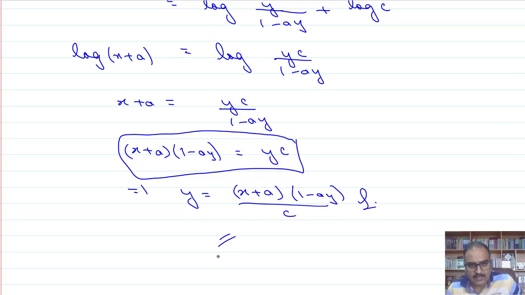I hope the concept of variable separable is clear to everyone. Now in the next session I'll be explaining the topic of the differential equation of the type dy by dx is equal to f of ax plus c.